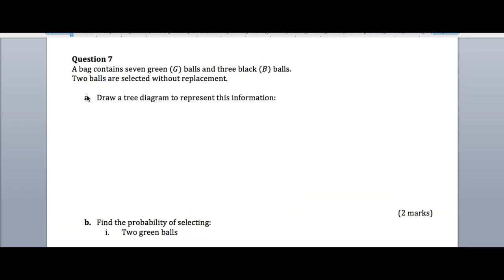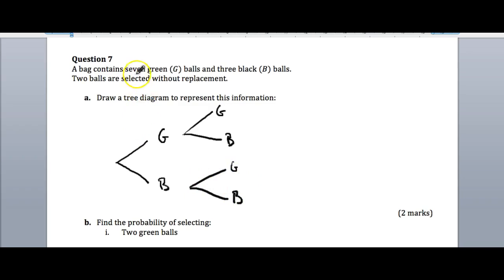All right, let's move on to question 7. A bag contains 7 green balls and 3 black balls. 2 balls are selected without replacement. Draw this tree diagram. So we can have green or black, and then green or black, green or black. Okay, what do we got? 7 green, 3 black, so altogether we've got 10 balls. So 7 out of 10, 3 out of 10.